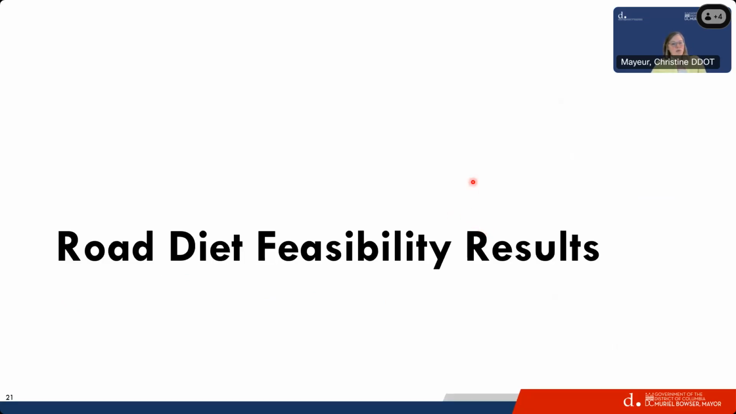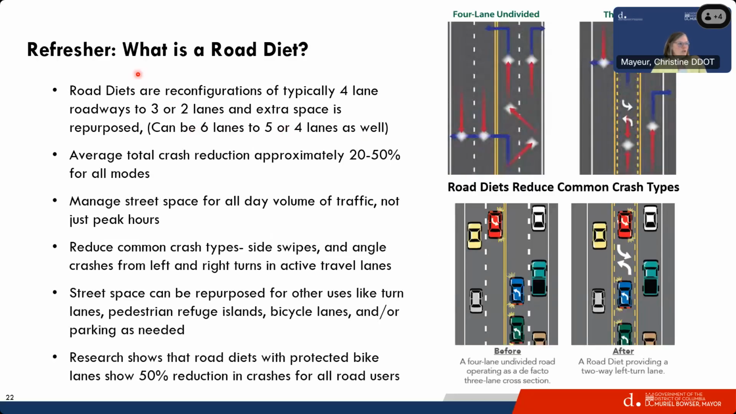So with that, we'll get into the road diet feasibility results. So a refresher, what is a road diet? Road diets are reconfigurations of a roadway, typically 4-lane roadways, narrowing down to 3 or 2 lanes, and the extra space is repurposed for other means. It can also be a 6-lane to 5 or 4-lane as well. We see those very often across the region.